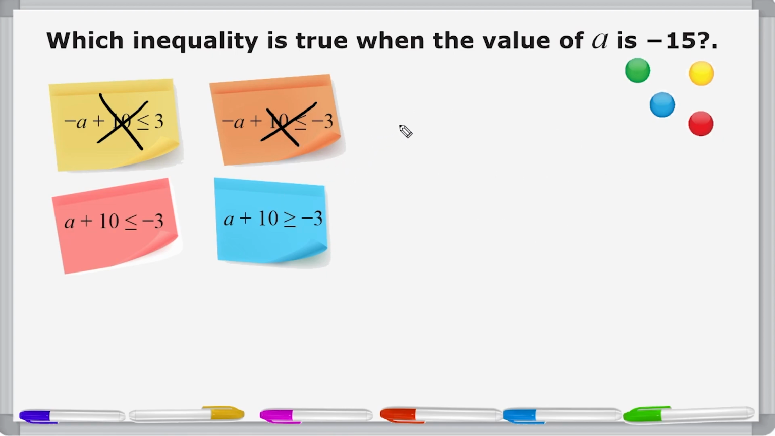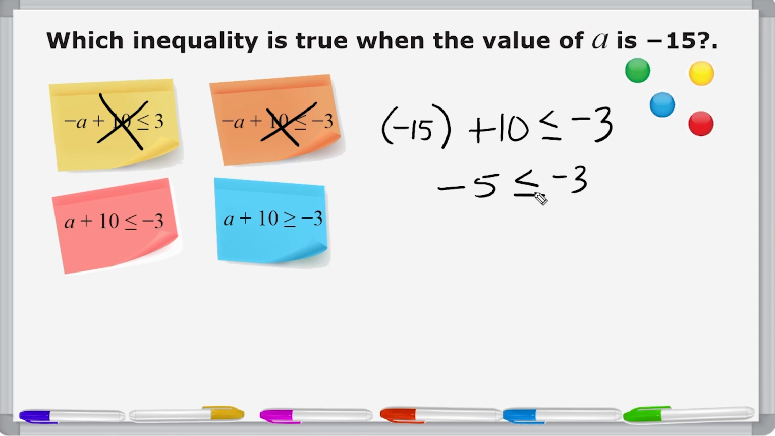All right, now we're going to test this third inequality. So we're just going to put parentheses where the a is. Note that we do not have a negative on the outside of a, so we do not write a negative on the outside of parentheses. And we're going to add 10 and see if that is less than or equal to negative 3. All right, so we're going to place negative 15 inside the parentheses. Negative 15 and positive 10 is negative 5. And negative 5 is less than negative 3. It says less than or equal. We know it's not equal to, but it's either or, and negative 5 is less than negative 3.